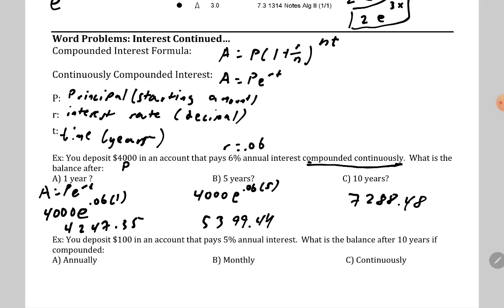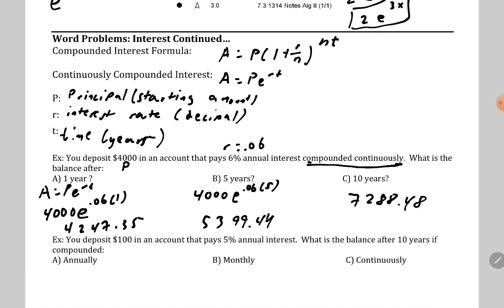So you start off with 4,000. You got $247 after the first year. After 5 years, you got 5,399. Then after 10 years, you haven't doubled your money yet, but it's getting close. That's why we always want to keep adding money to our bank accounts. The more money we have, the more interest we get. Well, I meant we get the same percentage rate, but we get more money from our interest.